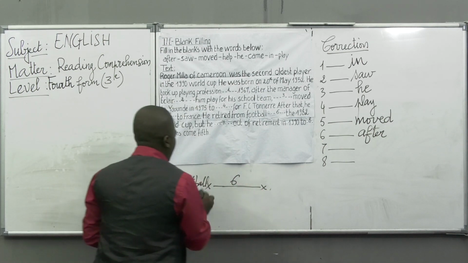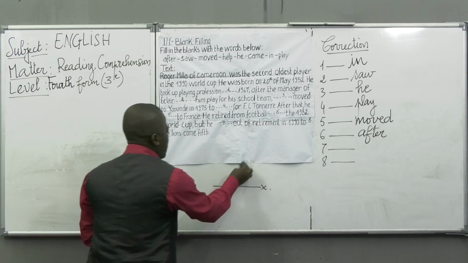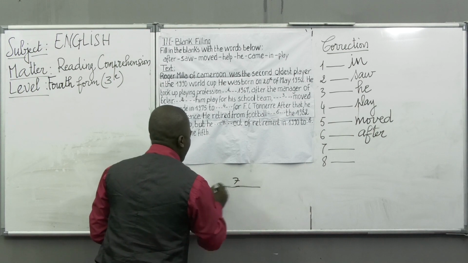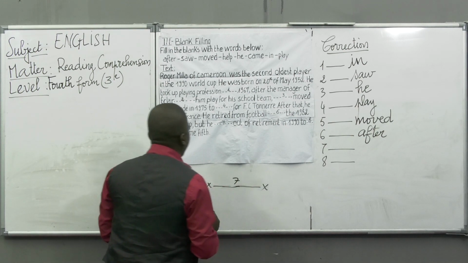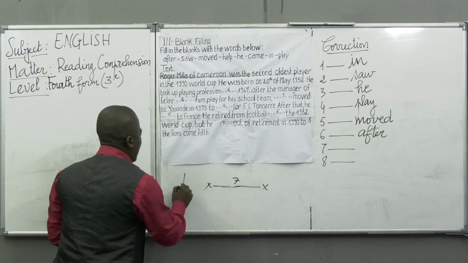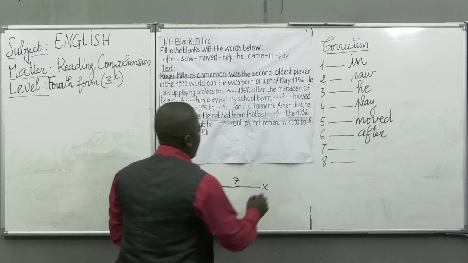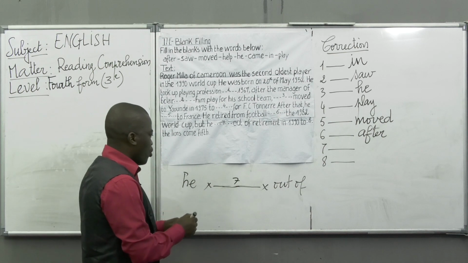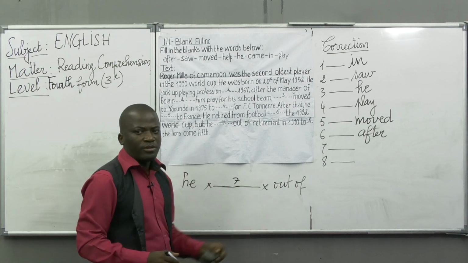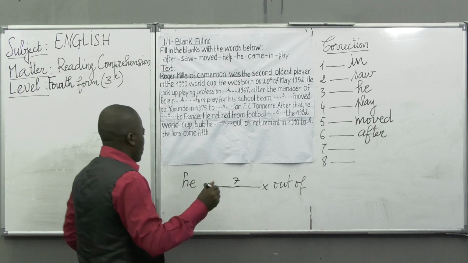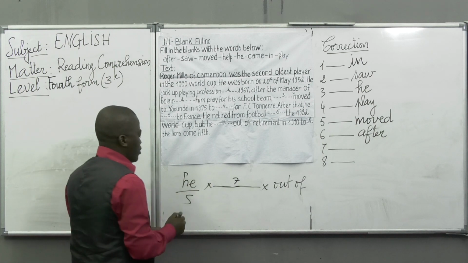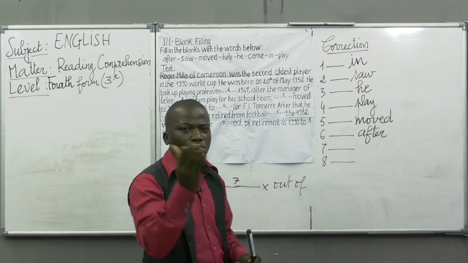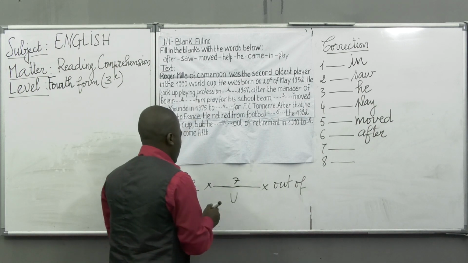Good. Now, let's move to gap 7. Blank 7. What is the word coming after? Before, I would say he. The word coming after: out of. As I told you, he is a subject. What is missing here? A verb. Good. A verb is missing.